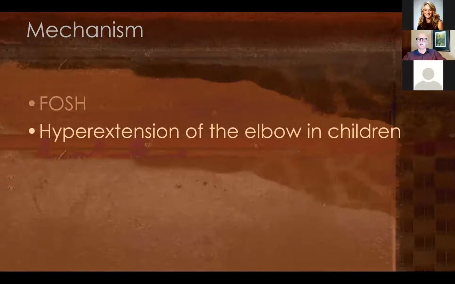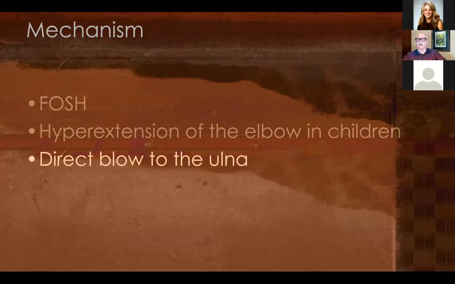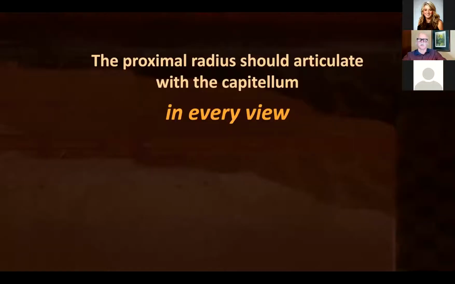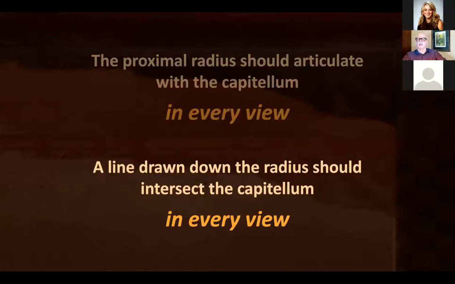So it's typically a FOOSH injury, but it can be hyperextension in children, and a direct blow to the ulna is not terribly uncommon. And I'll show you an example of that I ran across some years ago. Well, the proximal radius should articulate with the capitellum in every view. So when you draw a line down the radius, it intersects the capitellum in every view, right? I mean, you've heard that before.